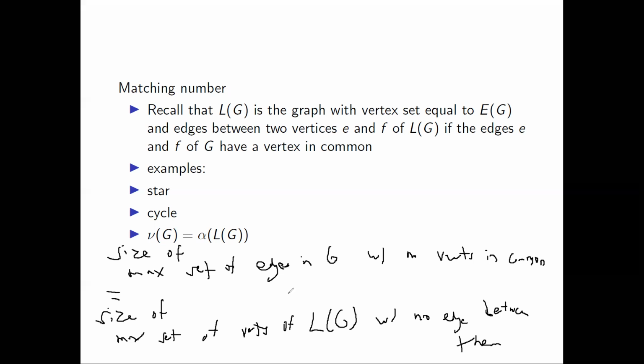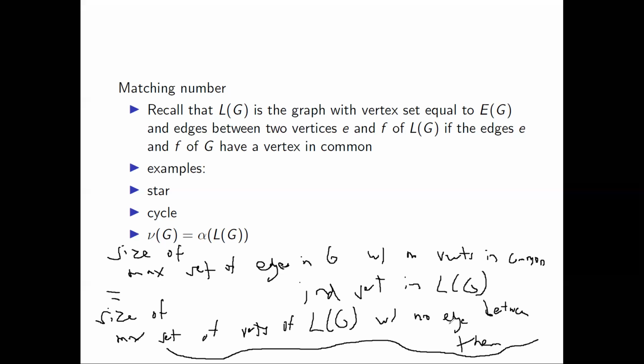So the size of a maximum set of edges in G with no vertices in common is the same thing as the size of a maximum set of vertices in the line graph of G with no edge between them. And this right here, that's just an independent set in L of G. So we're just trying to find the maximum size of an independent set in L of G, and that is the independence number of L of G. So we can think of this matching number just as this parameter that we've seen before, the independence number.